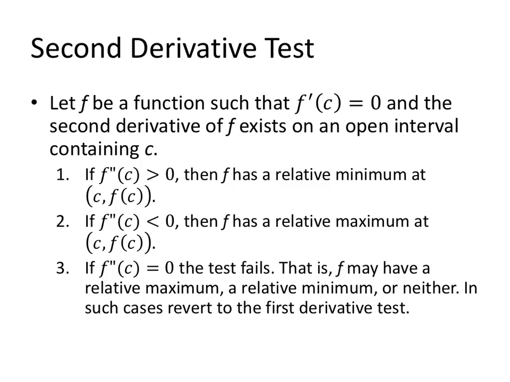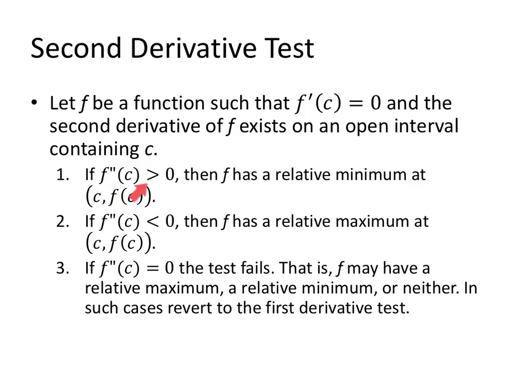Now, second derivative test. Of course, this uses the second derivative, but what is it testing for? Let f be a function such that the first derivative is equal to 0. So it's a critical number of the function. And the second derivative of f exists on an open interval containing c. All right, so the first derivative is 0, and the second derivative exists.